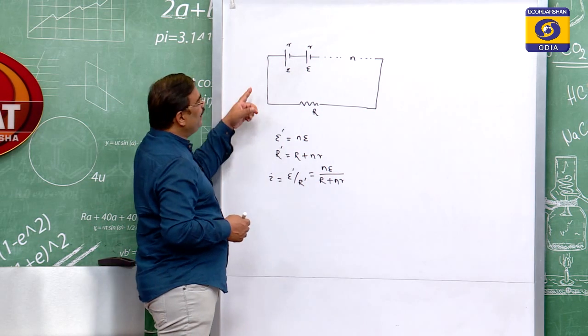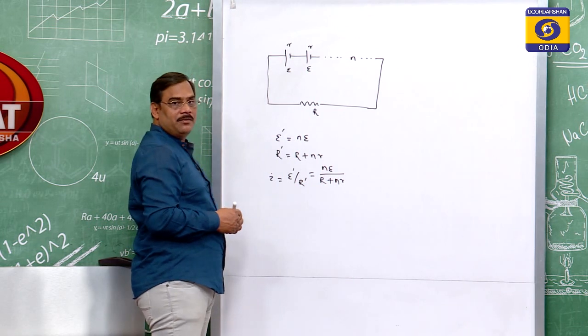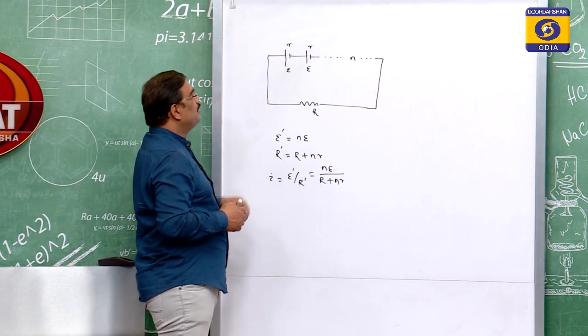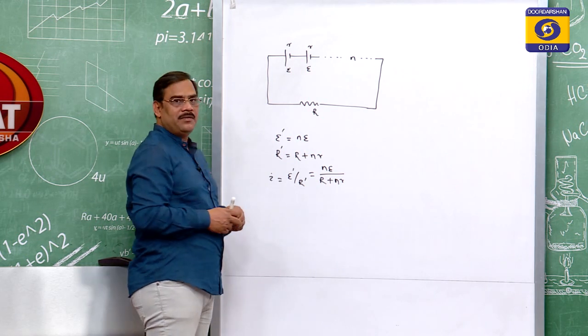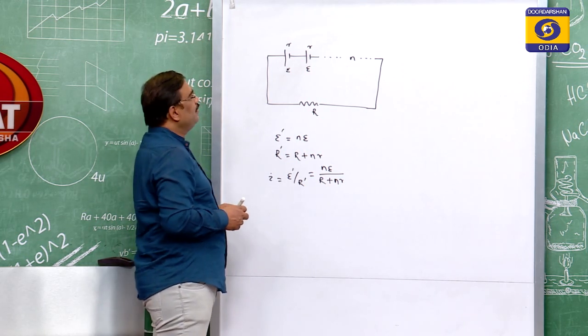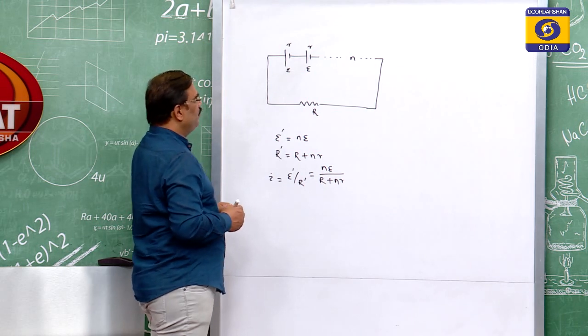If the cells are dissimilar, that will be calculated by using Kirchhoff's law. We will see in this class after some time how to calculate the effective EMF and resistance in case of dissimilar cells in series.